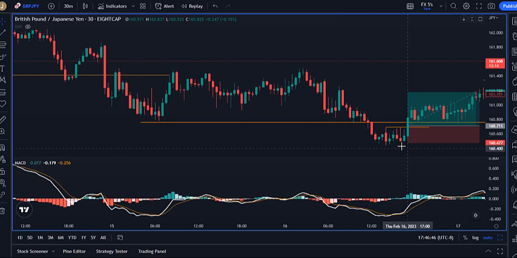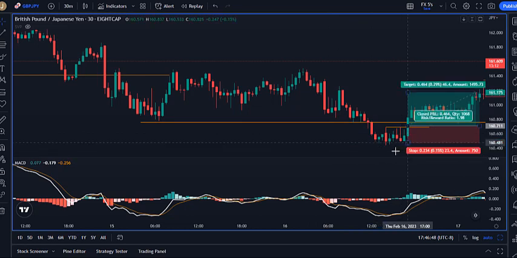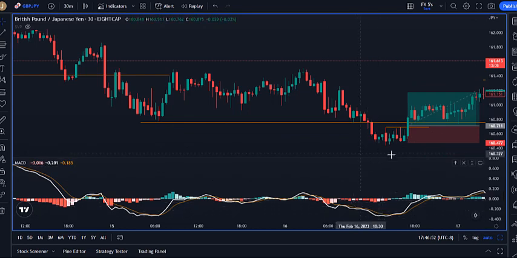But this was a particular setup on Friday. I want to show you this one. This was on the pound yen. This was a real trade. And what I'm doing here is also using the MACD histogram.